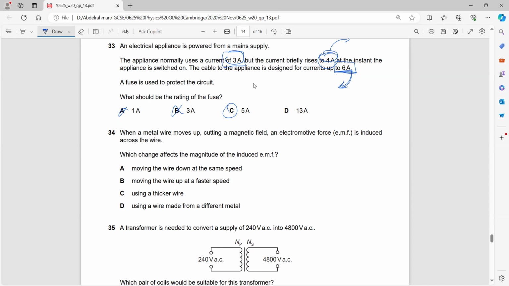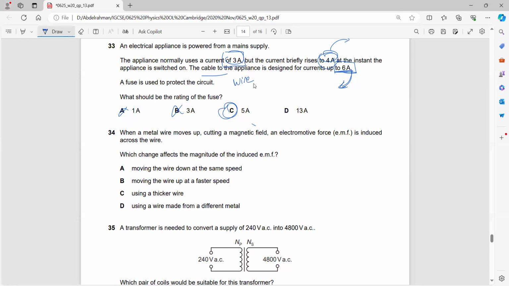Why does it have to be less than 6? Because the cable, the wire, if the current exceeds 6 amperes in this wire, what will happen to the wire? It will melt, due to the overheating. So the fuse has to be greater than 4 and less than 6. In this case, it is 5.